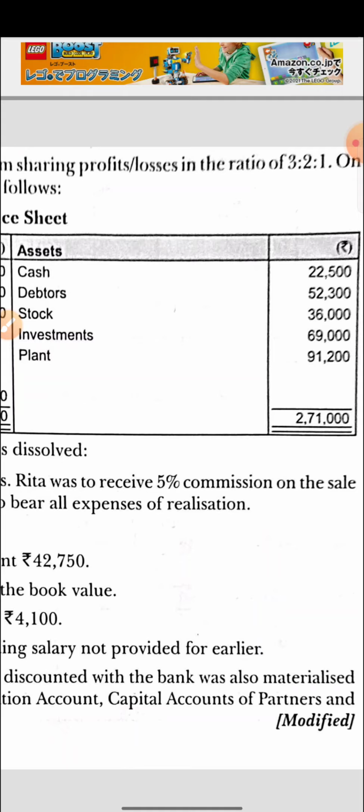Cash we cannot sell it. Okay, why do we prepare realization account? We are trying to close down this company, shut down this company. In order to shut down this company, I have to sell all of my assets. So I am going to sell my debtors, my stocks, my investments, and my plants. So before I sell them, I have to give them to someone to sell, maybe a shop or someone.